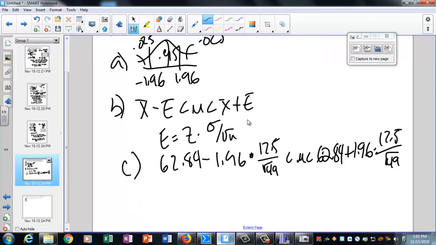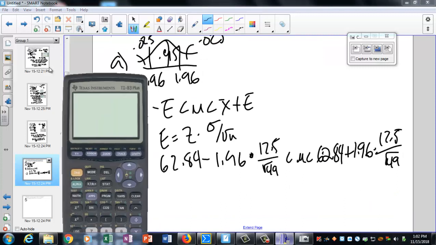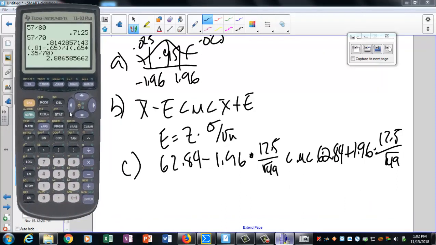Okay. Let's type those in. We'll get the answers. Here they go. So 62.84 minus 1.96 times 12.5 divided by the square root of 49. I know that that's 7, but for those of you that don't, square root of 49. 59.34 is one side. I'm doing it again, changing the minus to a plus. So we get, let's copy that thing.